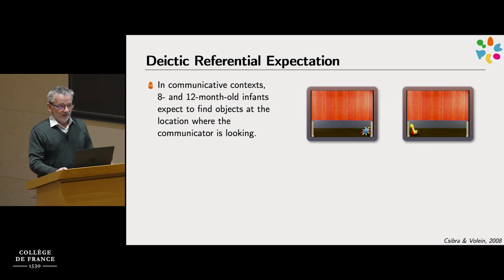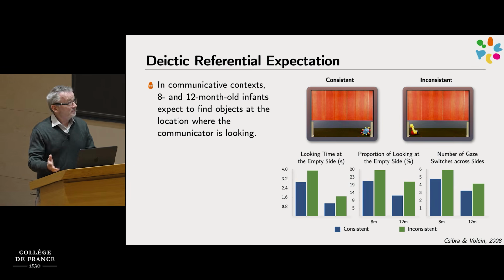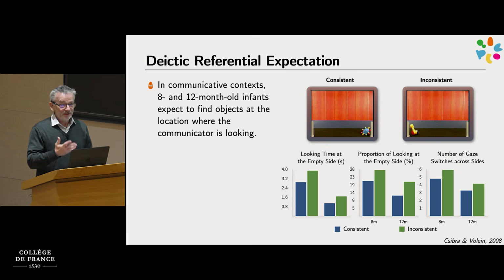Or at the other location, and then we just measure what infants look at in this kind of situation, especially how much they look at the empty side. We know that infants don't like to look at nothing, so in most of these cases they look at the objects there, but you can still measure how much they look at the empty space. It turns out that both 8 and 12-month-olds look longer and switch more times towards the empty side when the object should have been there on the basis of the gaze pattern of the person before that.